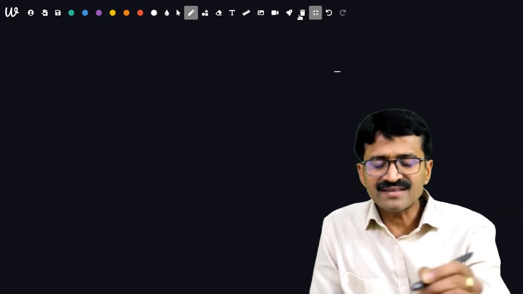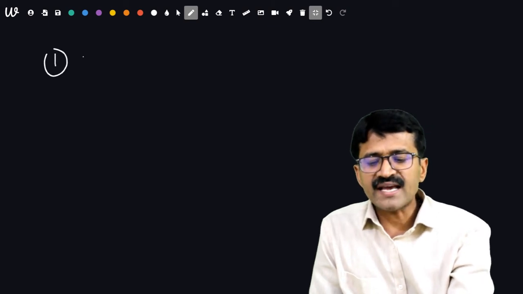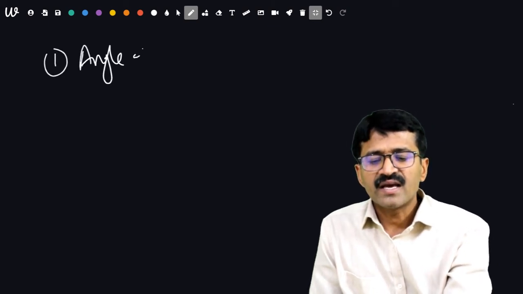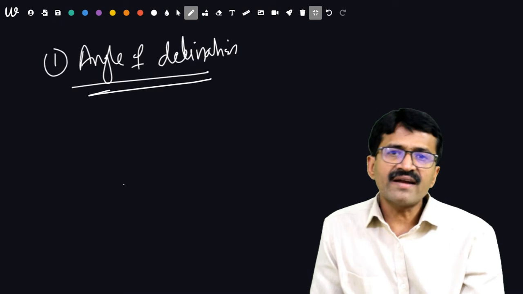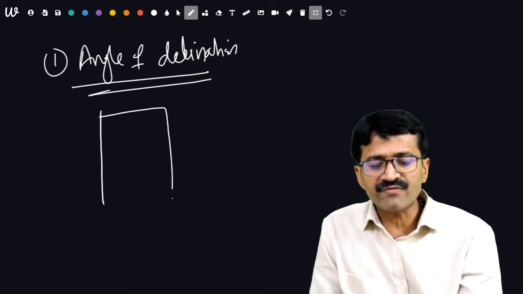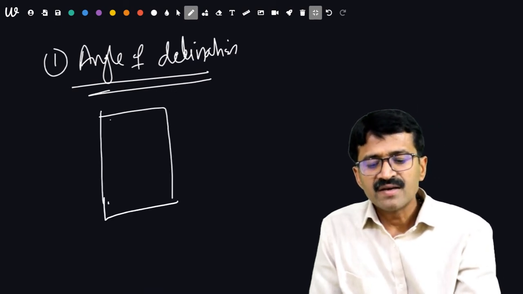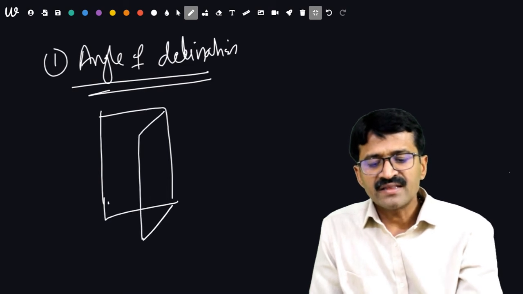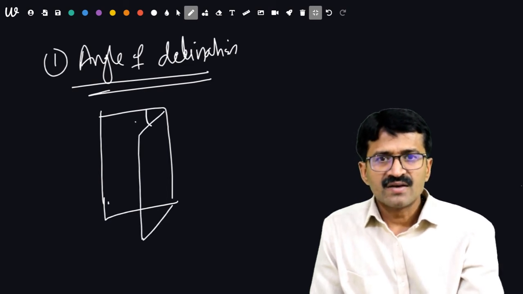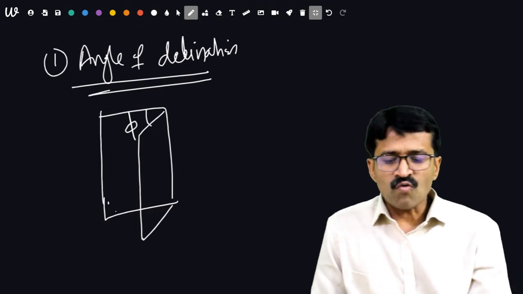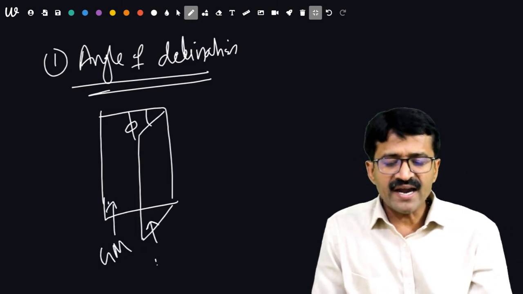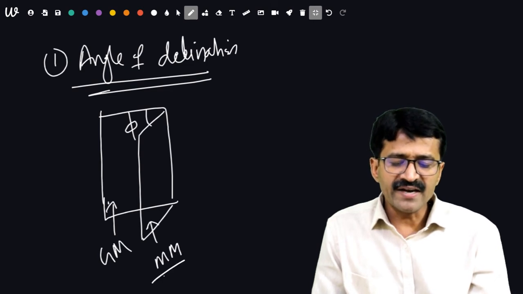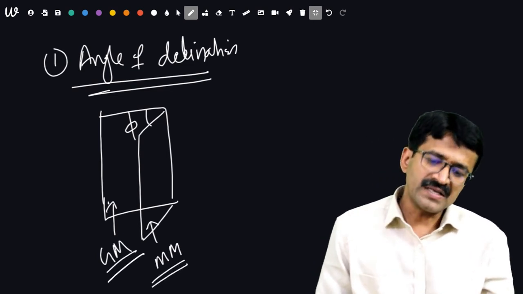There are basically three elements. One is angle of declination. This angle of declination is angle between geographical meridian and magnetic meridian. This angle is supposed to be phi. So what is angle of declination? Angle between geographical meridian and magnetic meridian. It is different at different places.